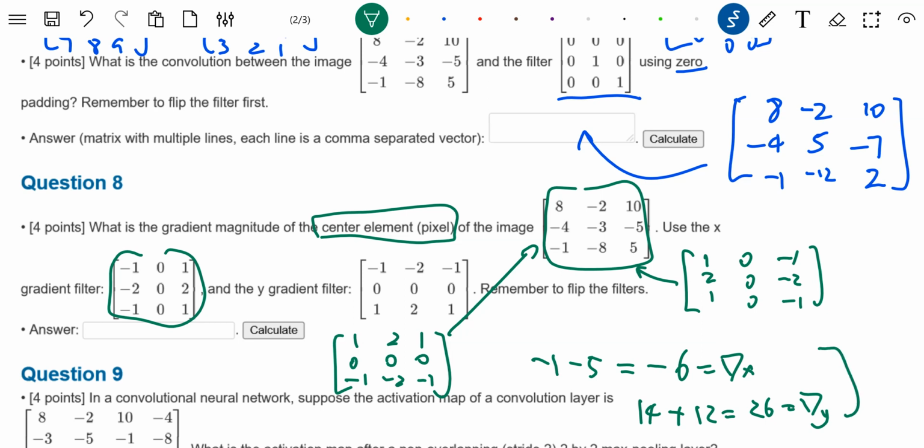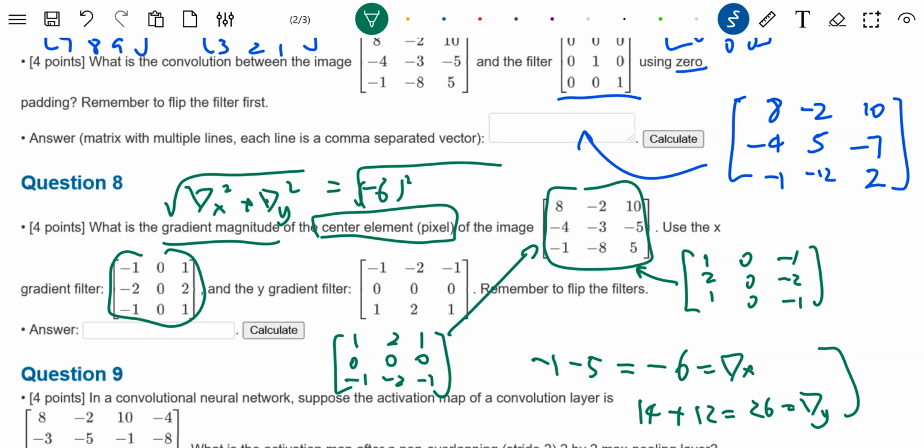So we have dx and dy, and the question is asking about the gradient magnitude, so it's just the square root of dx squared plus dy squared. So it's just the square root of -6 squared plus 26 squared.